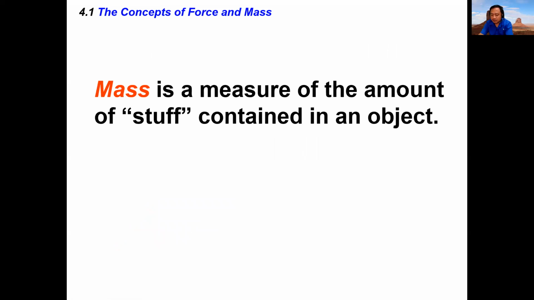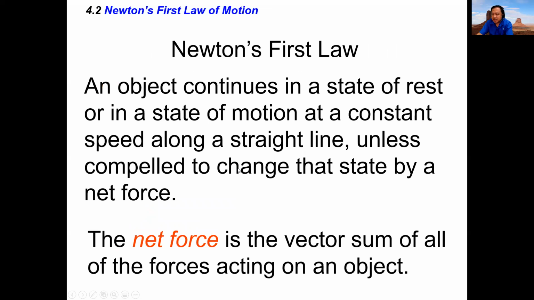And mass, you also have to know what a mass is. As a review, it's a measure of the amount of stuff contained in an object, so it's the amount of matter. And this is very important in Newton's first law, because Newton's first law states that an object continues in a state of rest or in a state of motion at a constant speed along a straight line unless compelled to change that state by a net force. And the net force is the vector sum of all of the forces acting on an object.